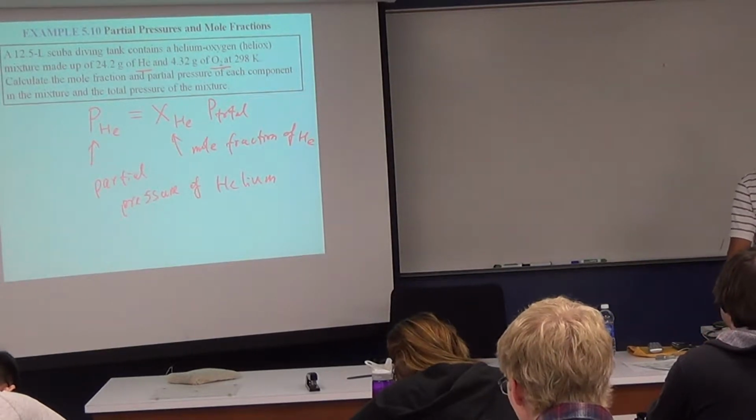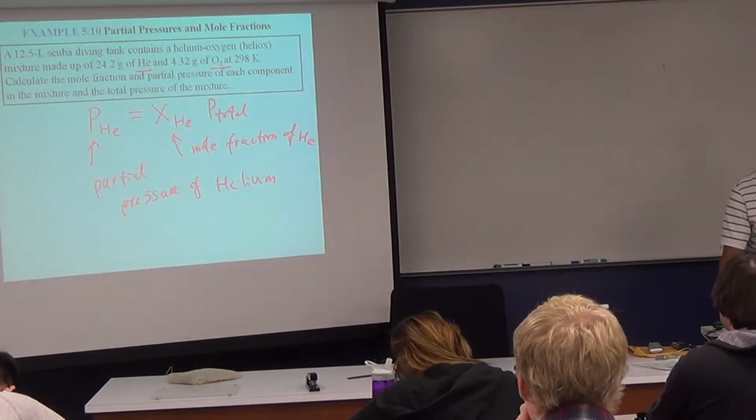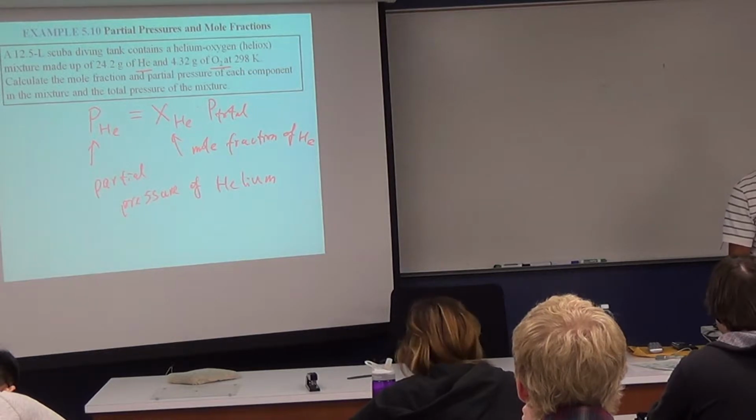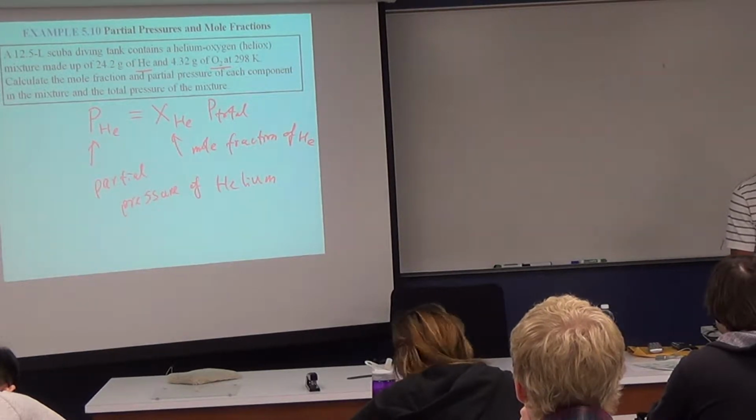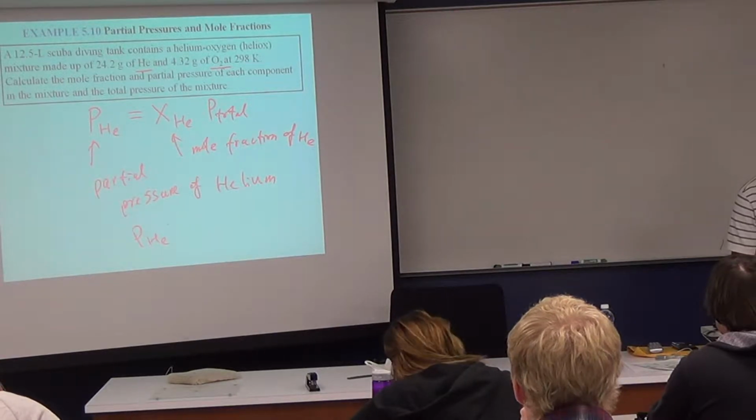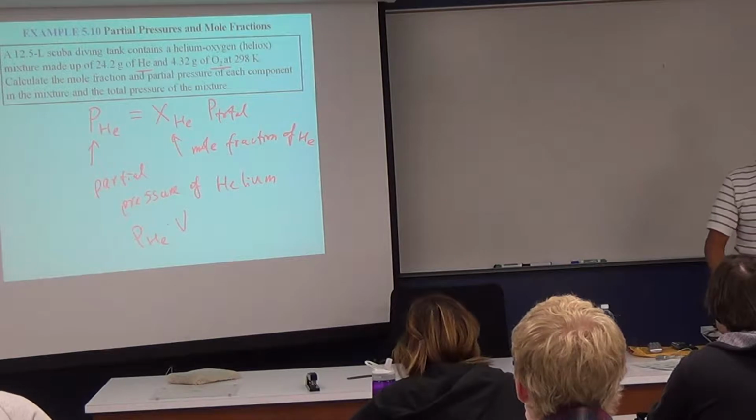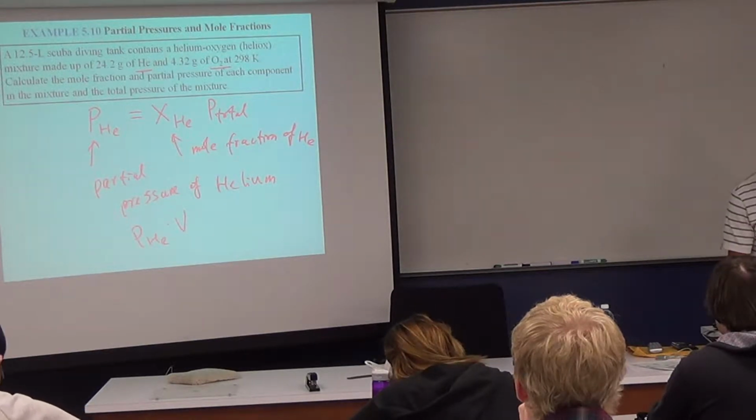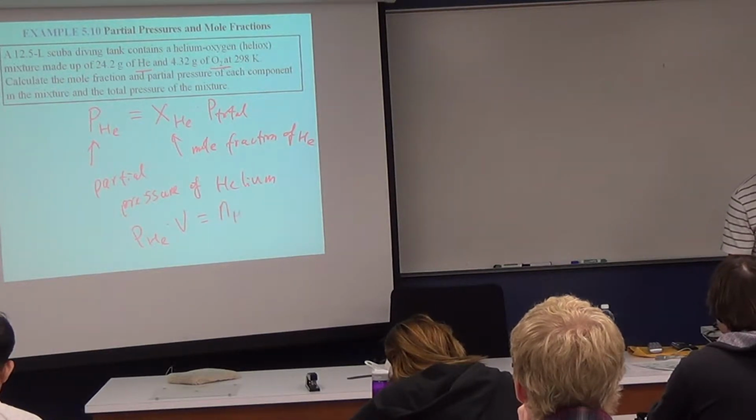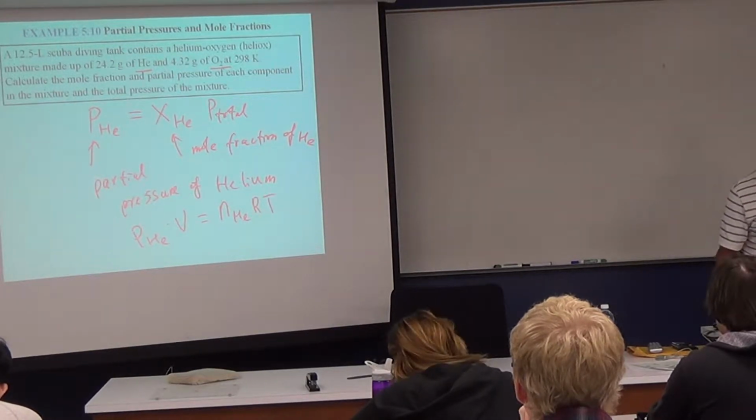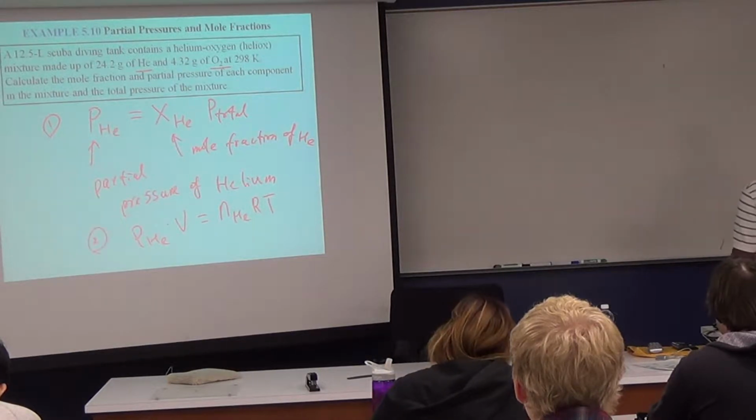Alright, and again you can still use that last method. You can still use the ideal gas equation. You can still use P helium times V, the same volume for all the gas, and that equals n helium times R times T. So that is one way, this is the second way.